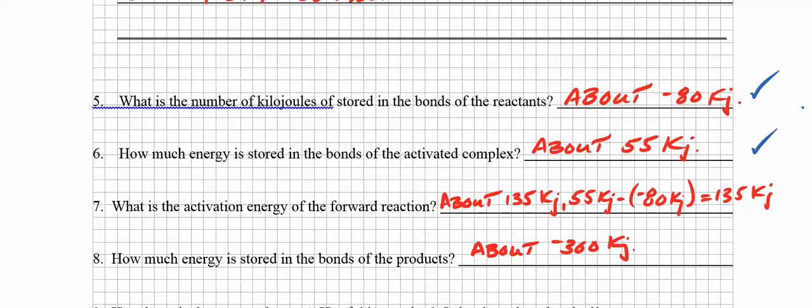Now number 7 says, what is the activation energy for the forward reaction? It's about 135 kilojoules. Let's talk a little bit about how we got there. We started at negative 80. So we take the high, which is 55 kilojoules for the activated complex, and we subtract that negative 80. That brings us to 135 kilojoules.